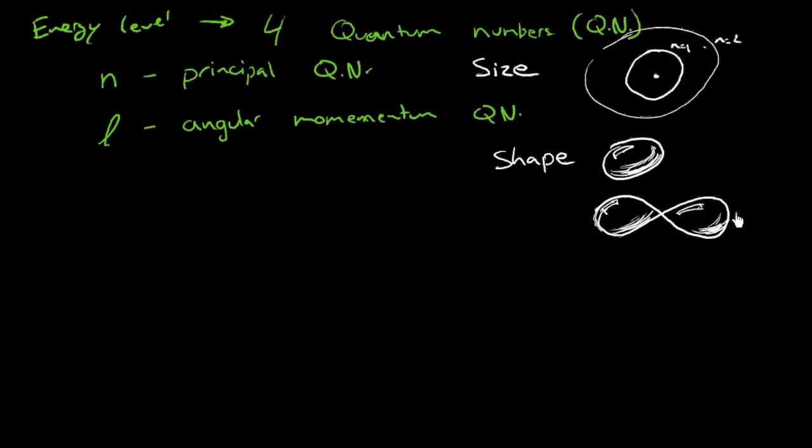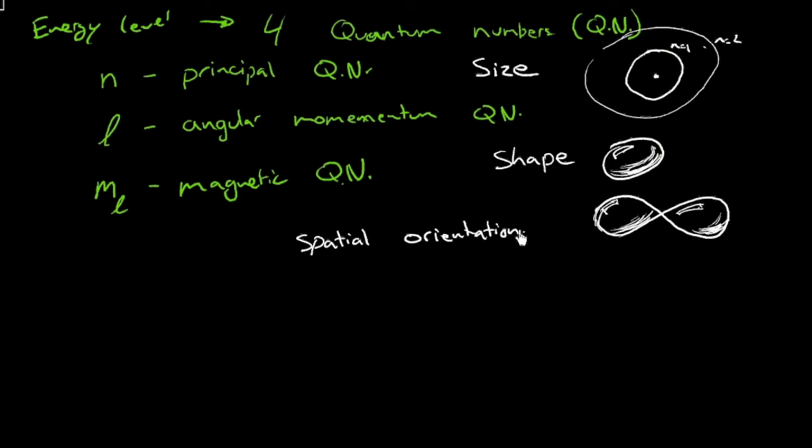And then we've got angular momentum, principal quantum number, and the magnetic quantum number, m sub script L, magnetic. And the magnetic quantum number can be thought of as describing the orientation in space, the spatial orientation.